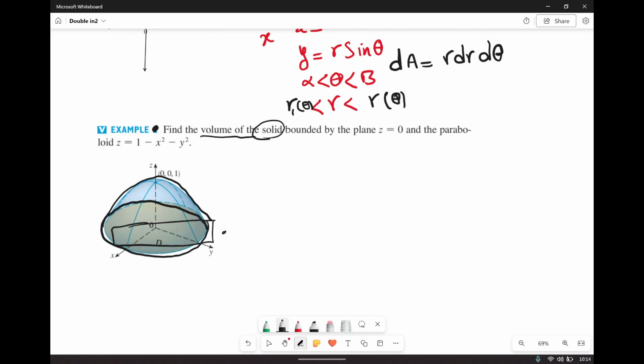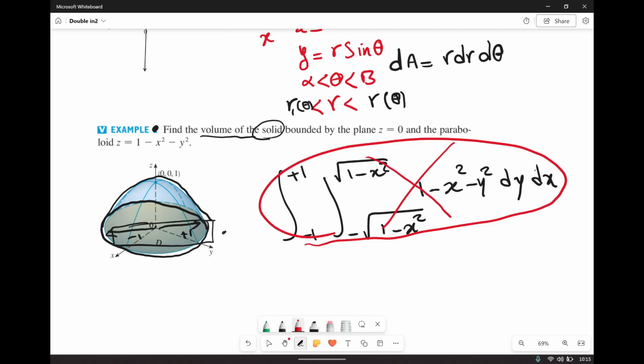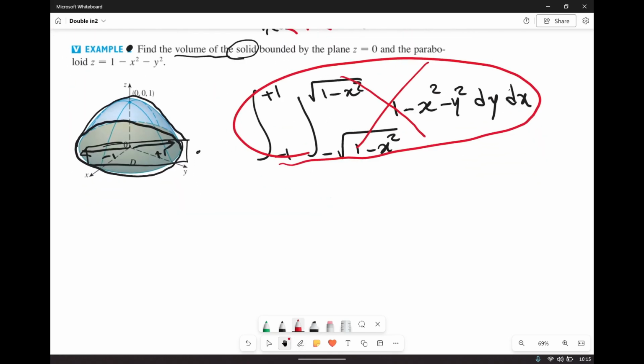If we write this integration with x and y, because the circle is between -1 and +1, it is something like this: 1 minus x squared, with a minus part. Our integrand is 1 minus x to the power 2 minus y to the power 2, dy dx. But this calculation, guys, is so hard, so I replace it with polar coordinates.